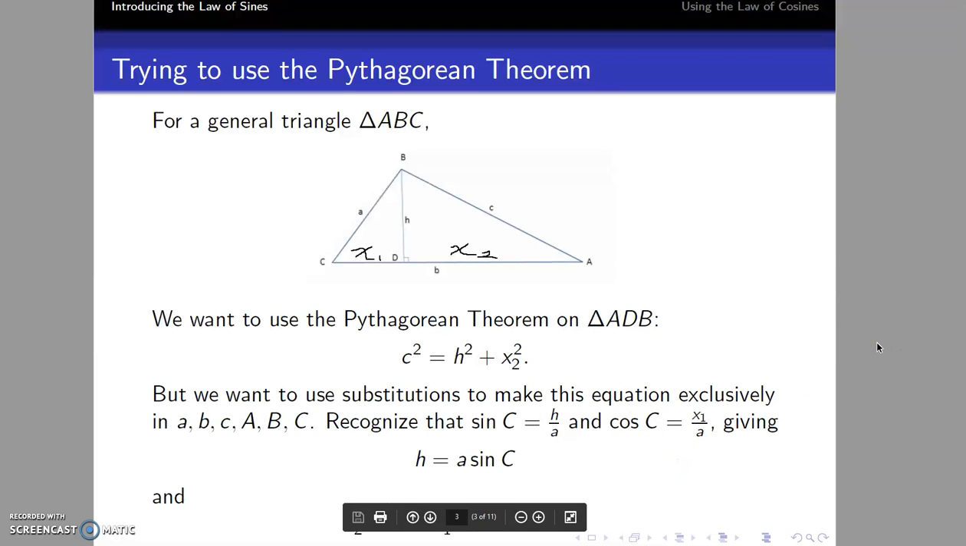And so that gives me now x1 is, let's see, it's what? A cosine C. So x2, the length that I care about, is over all B minus x1, so it's B minus A cosine C. Now hear me out. It's gonna work out, promise.